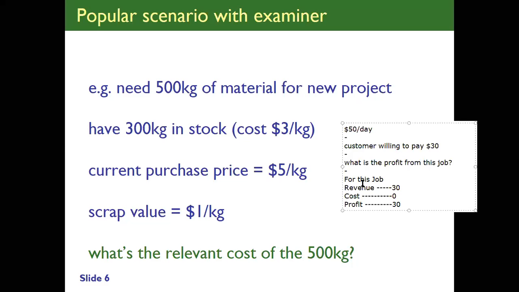Okay, so how would I say? I would say that for this particular job, revenue is $30. Cost, I would say 0, because this worker's cost is not relevant in this decision, because I'm not paying $50 to him because of this job. This $50 I had to give in any case. So for this particular job, I would say cost is 0, and I claim $30 profit.